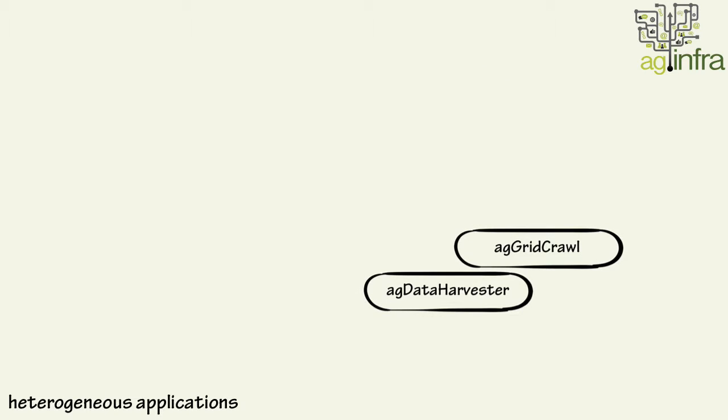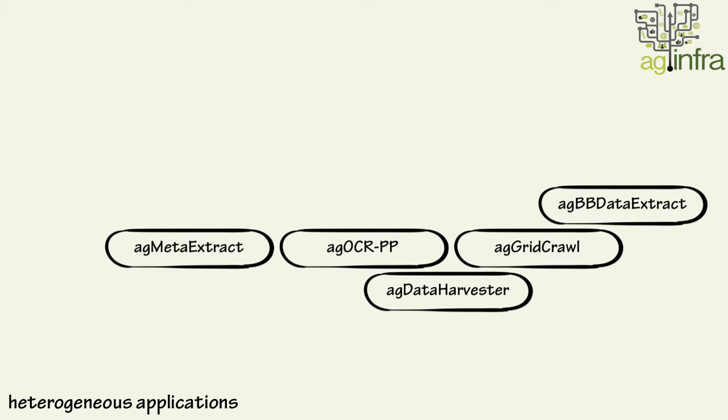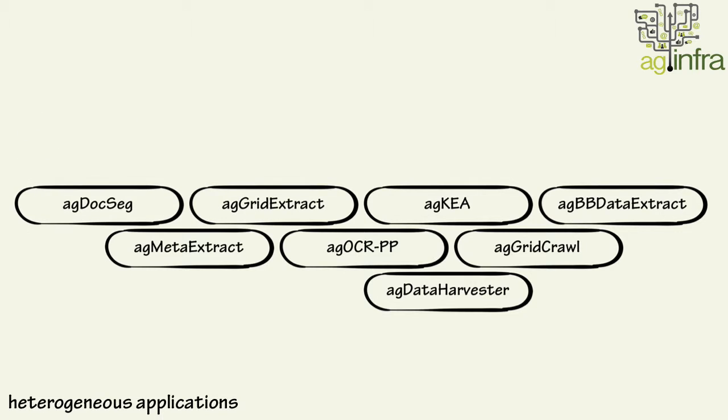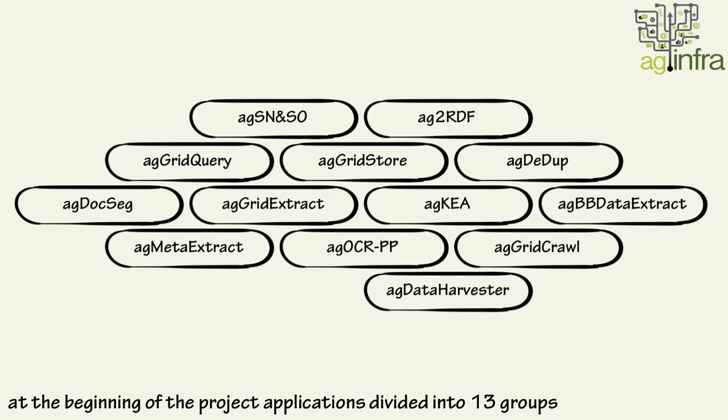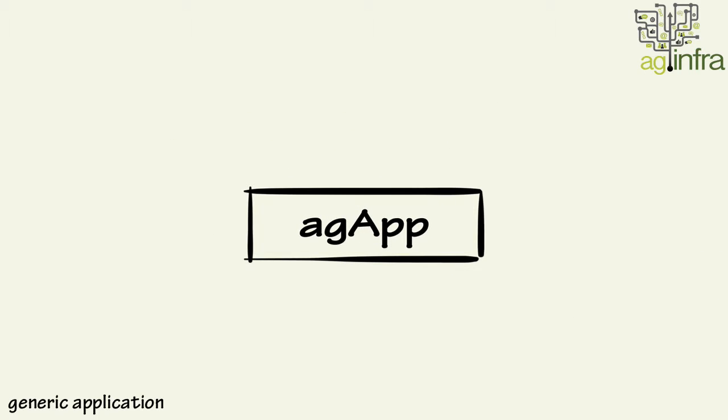Applications used within the project from the user perspective are very heterogeneous. At the beginning of the project, in deliverable D3.1, these applications were divided into 13 groups. However, from a technical point of view, all applications more or less have a similar skeleton. Based on this, we created a set of generic requirements that an application has to satisfy in order to be ported to the infrastructure and exposed through the RESTful interface.